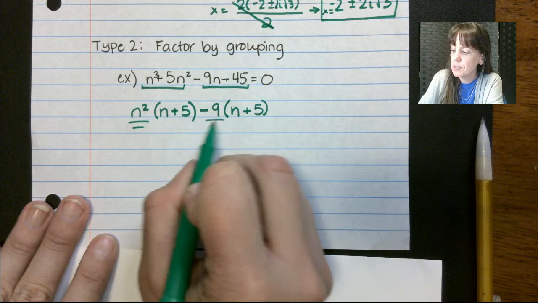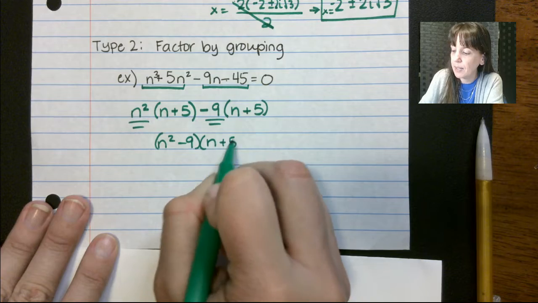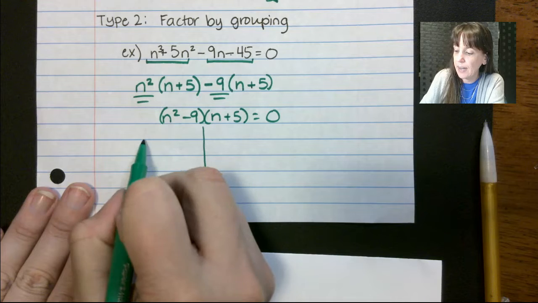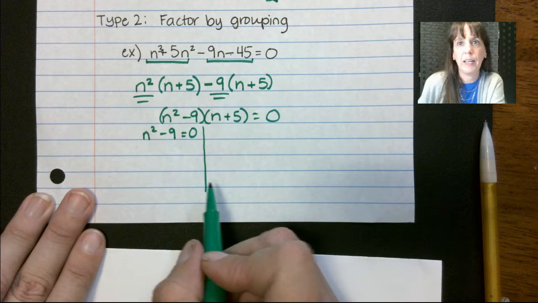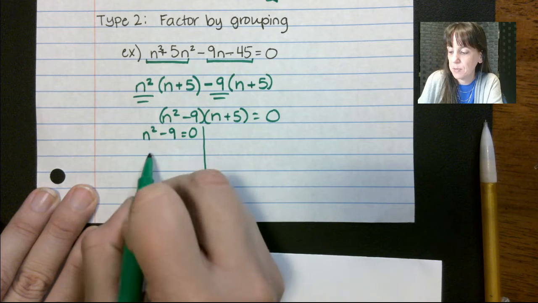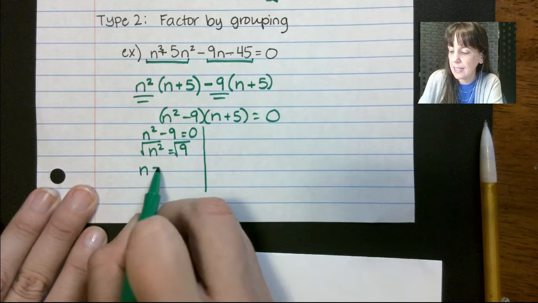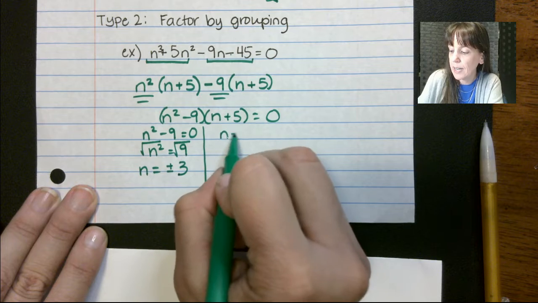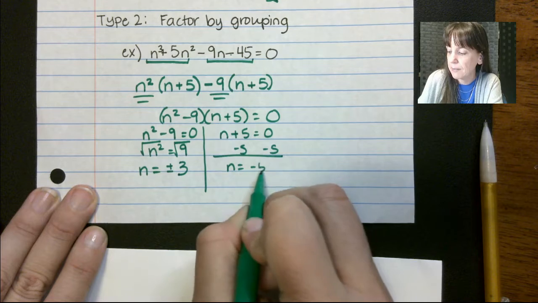So this is our first, so we have n squared minus 9, and then we have n plus 5 equals 0. Let's use our zero product property to say, okay, n squared minus 9 equals 0. We can solve this by factoring because it is a difference of squares, or we can do it by adding 9 to both sides to get n squared equals 9, square root both sides, and we get n equals, remember when we take something out of the radical, plus minus 3. Over here, n plus 5 equals 0, minus 5 from both sides, we get n equals negative 5.